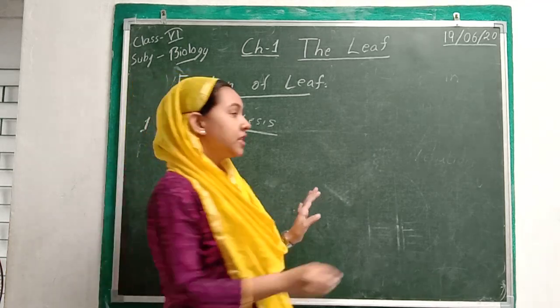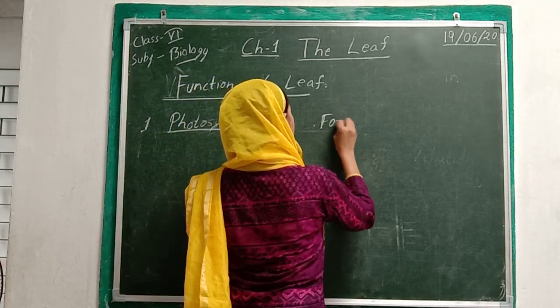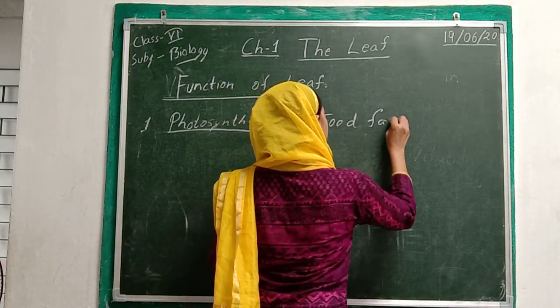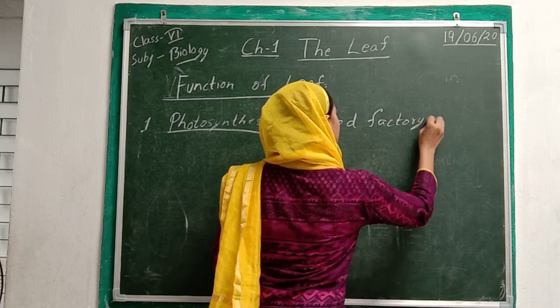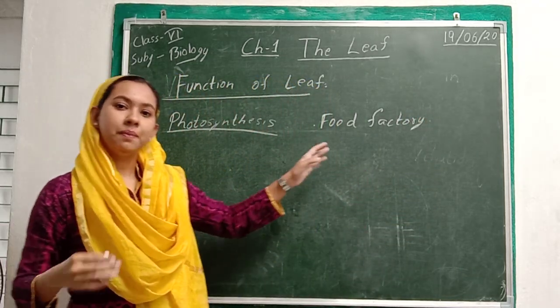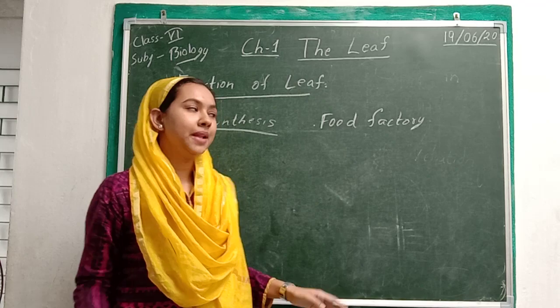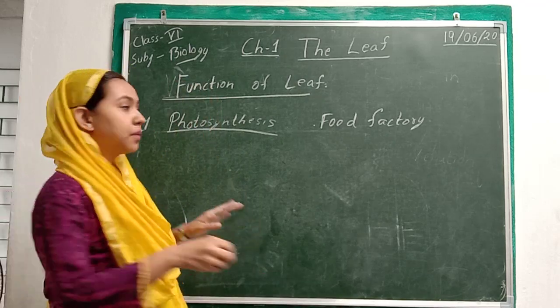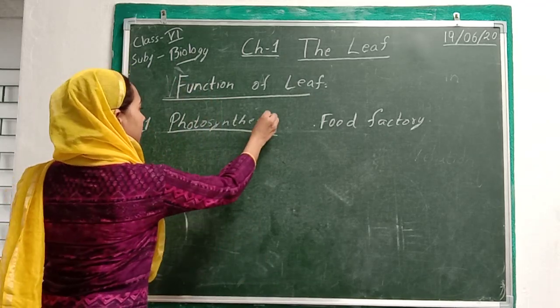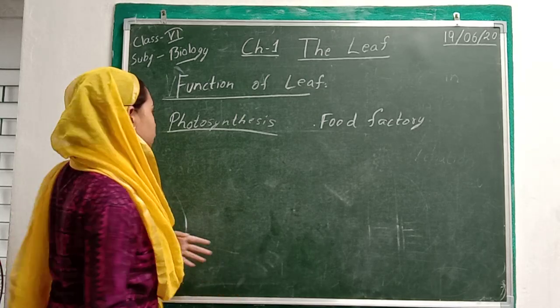Now leaves are basically known as the food factory. Why so? Because the leaves are the part which makes food for the entire plant. And it makes the food by a process called photosynthesis. Now, what do you understand by the word photosynthesis?